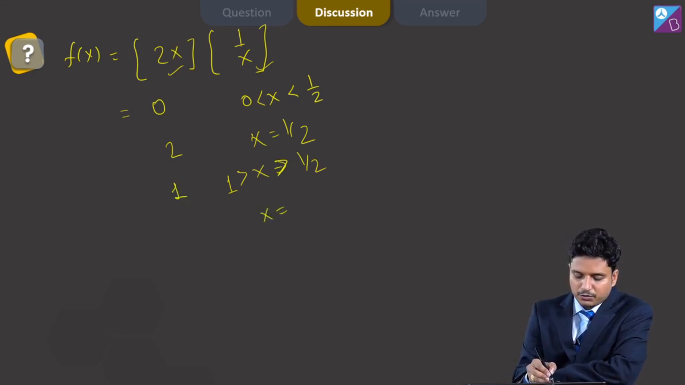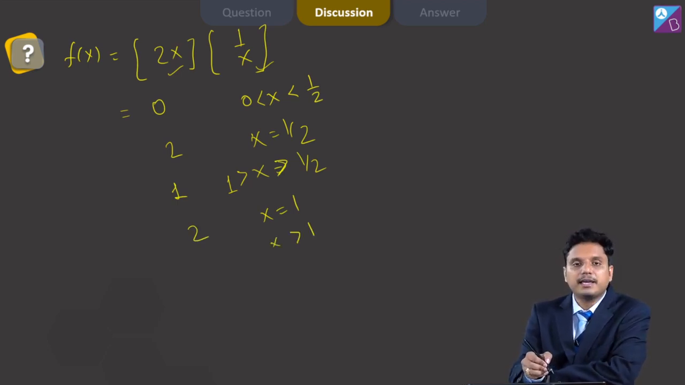Similarly for x equal to 1, what will be the situation? It will be 2, and moving onwards, as x is greater than 1, you can see that 1 by x has some value which is less than 1, so 1 by x's integer part will be equal to 0. So this part is again equal to 0.